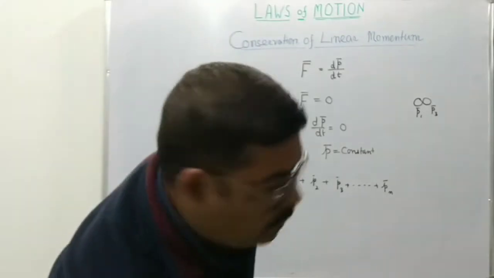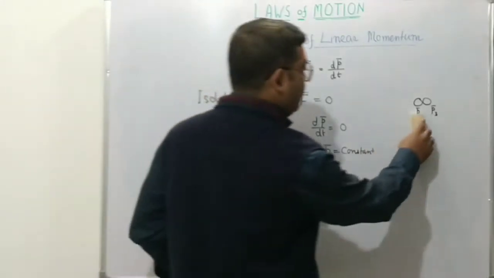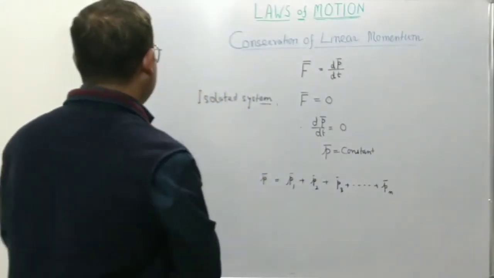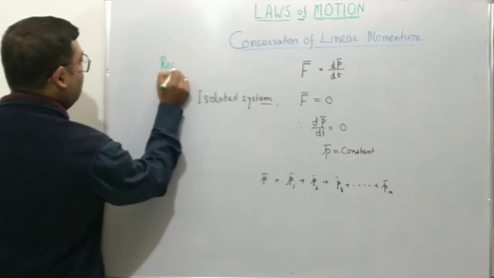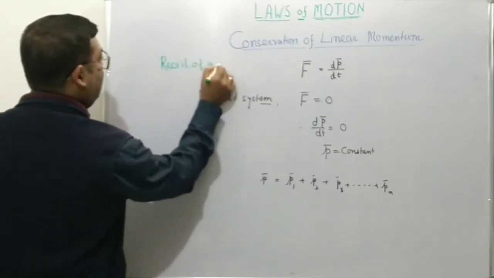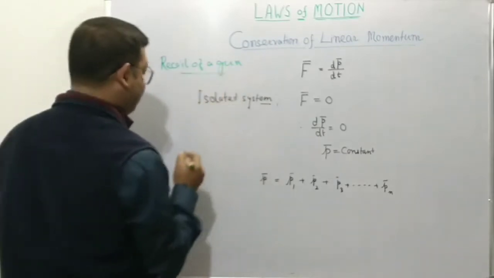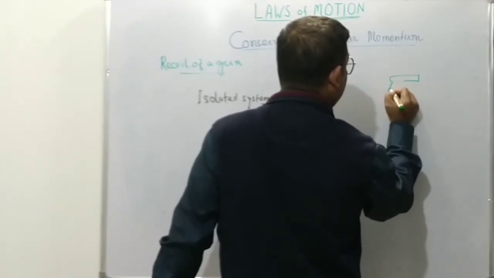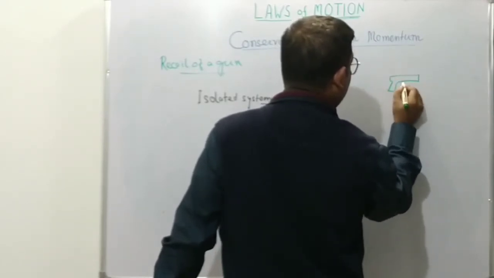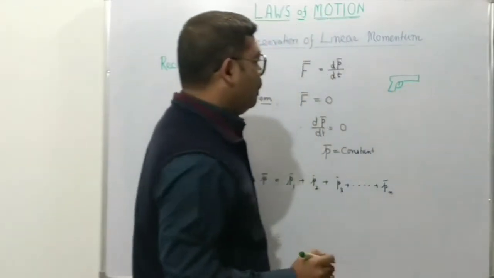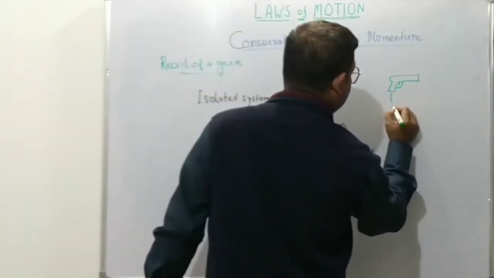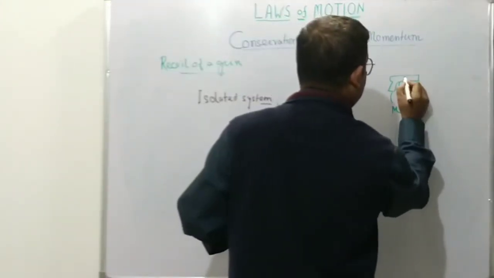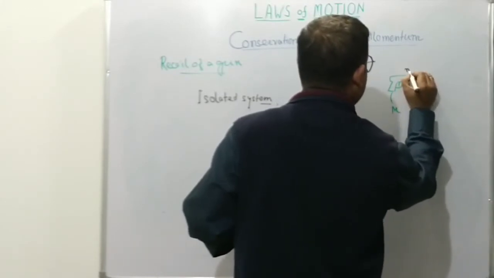Okay. Now, from this, a very interesting example comes. That example is about the recoil of a gun. Let us say you have a gun which has a mass of capital M, and it is loaded with a bullet whose mass is small m.